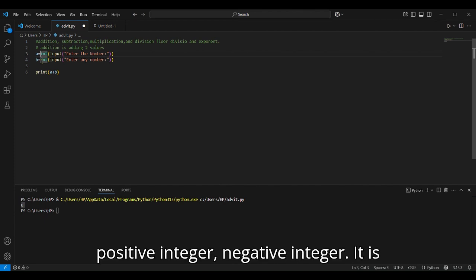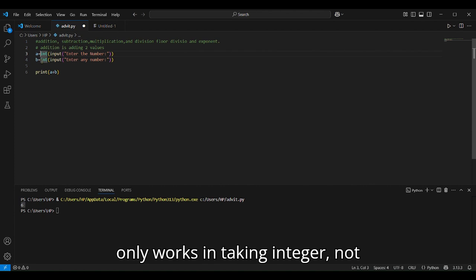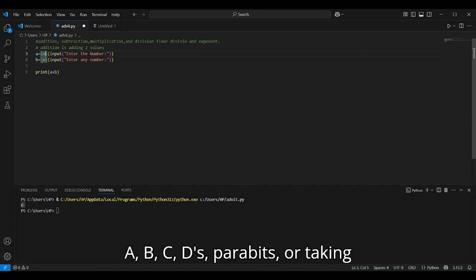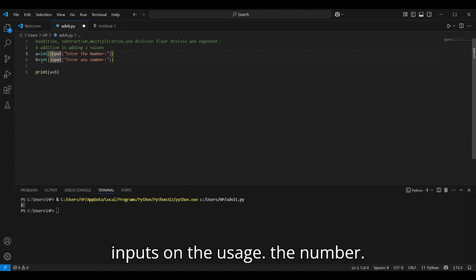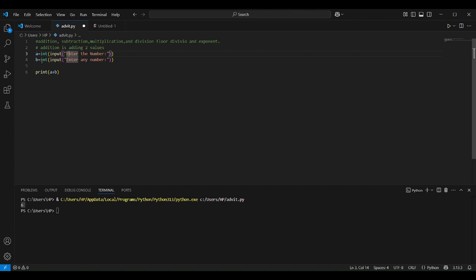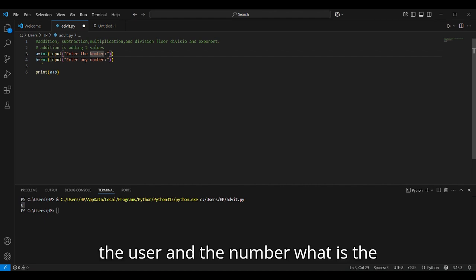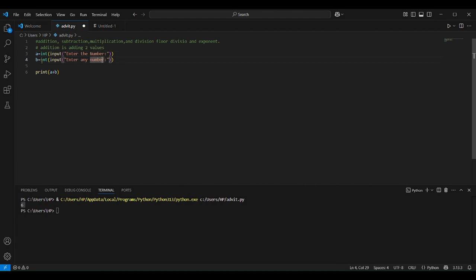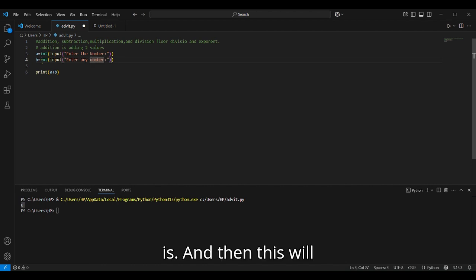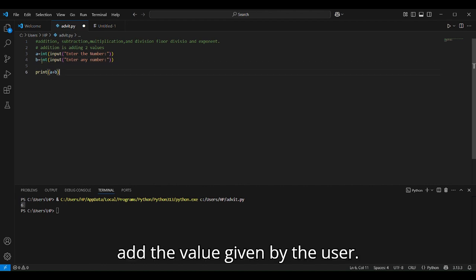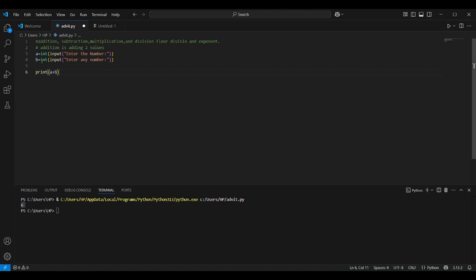Whether positive integer or negative integer, it only works for taking integers, not alphabets. It will take input from the user: enter the number. It will ask the user what number he or she wants to give, and the second number, and then this will add the values given by the user.